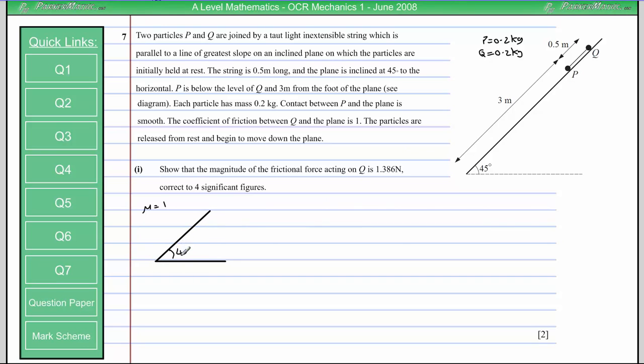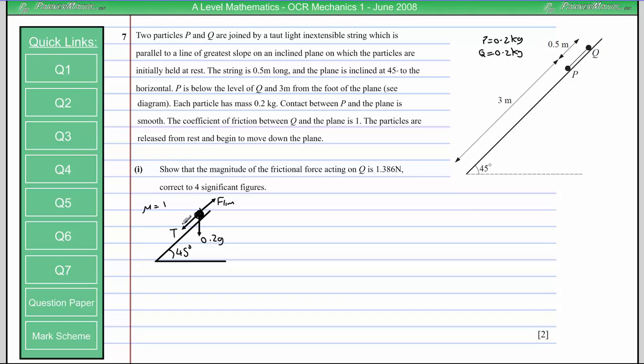So it's on a slope of 45 degrees. There is going to be a limiting friction which is opposing its motion down the slope, so we'll call that F lim. There is going to be a weight downwards which is going to be 0.2 multiplied by g, and we're also going to have a force pulling it down the slope from the other particle. So we're going to have a tension in the string down here.